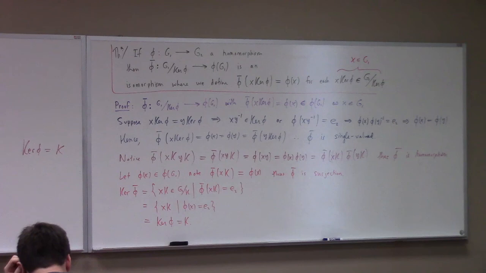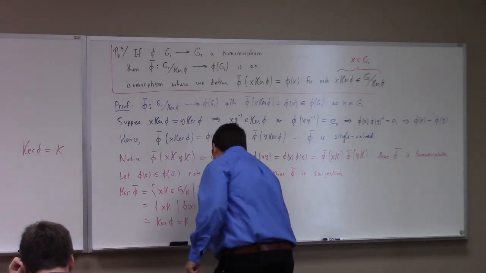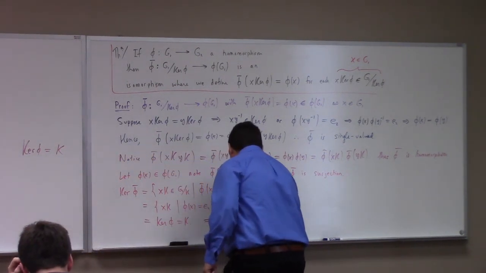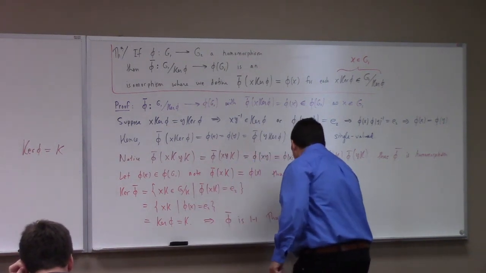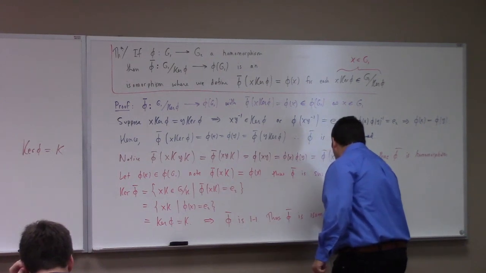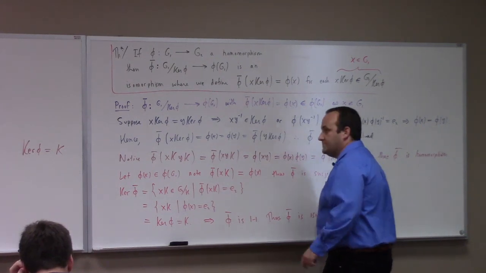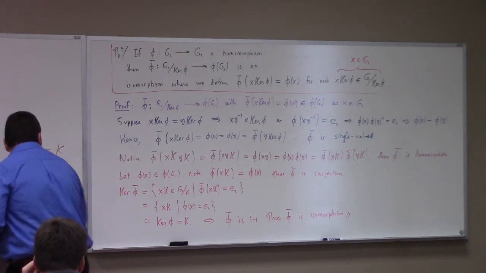It's the identity in the domain of phi bar, which by our earlier theorem about injective homomorphisms being captured by trivial kernels shows you that phi bar is injective. Thus, phi bar is an isomorphism. There you go. That is the first isomorphism theorem.